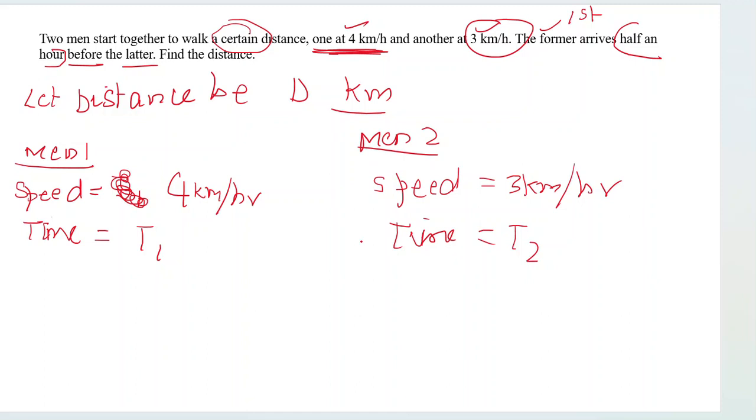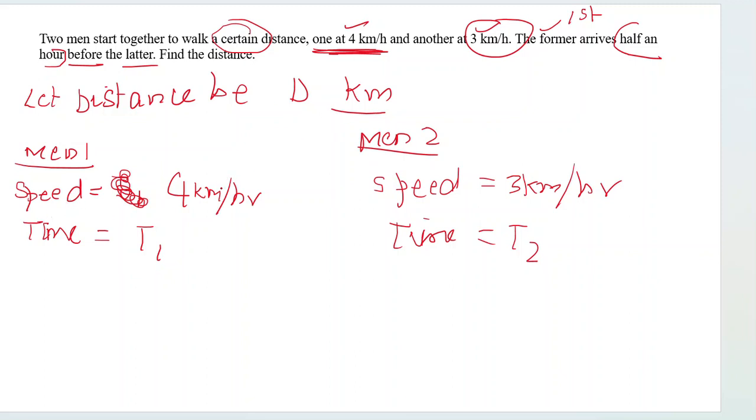So the question says that there are two men who walk a fixed distance. One walks at 4 kilometers, the other walks at 3 kilometers. The person who walks at 4 kilometers reaches half an hour earlier compared to the one who is walking at slower speed, that is 3 kilometers. So because the distance is fixed, we say that the distance be d kilometers.